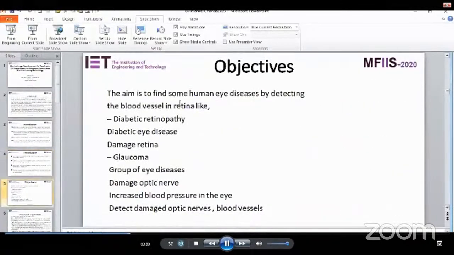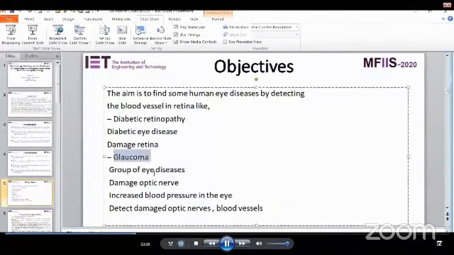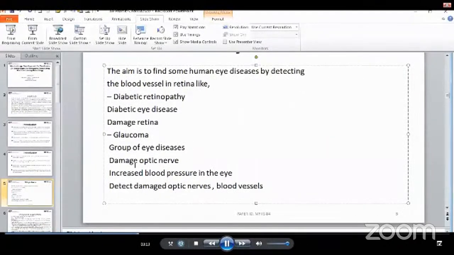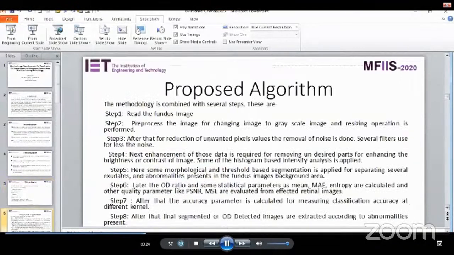Several objectives are there for detecting retinopathy, diabetic eye disease, and damaged retina, and also the more sophisticated version, that is glaucoma and damaged optical nerve. That is the important thing. And detecting the increasing blood pressure level in the eye is a very difficult task. That is our future work, along with detecting the damaged optical nerves.